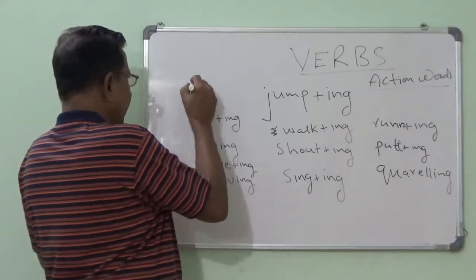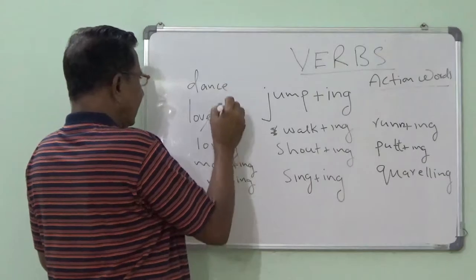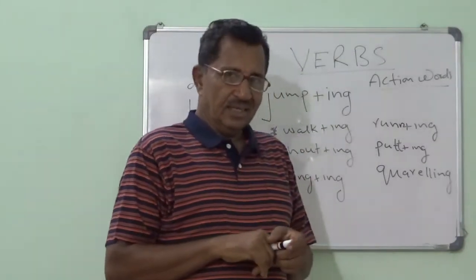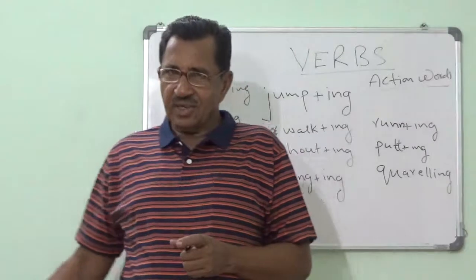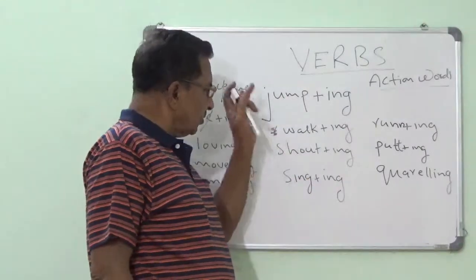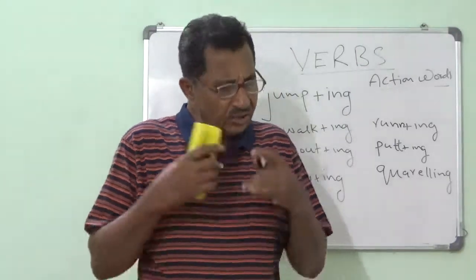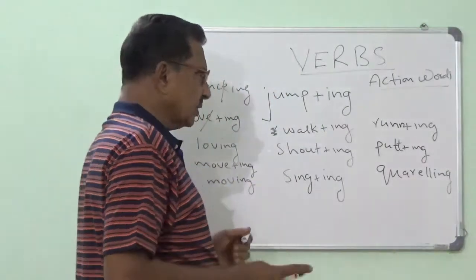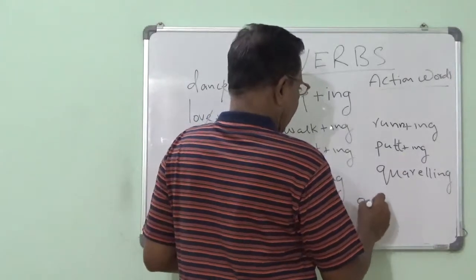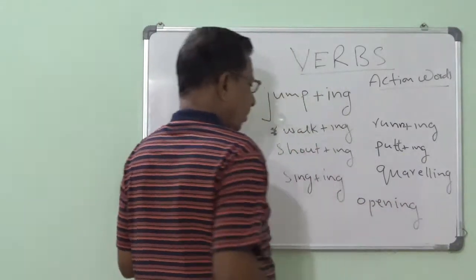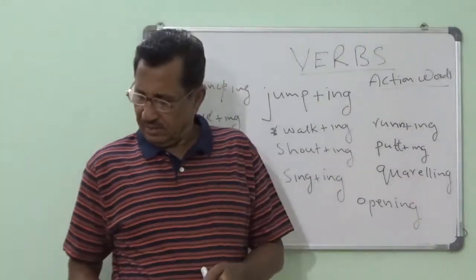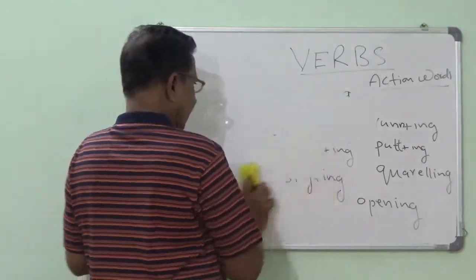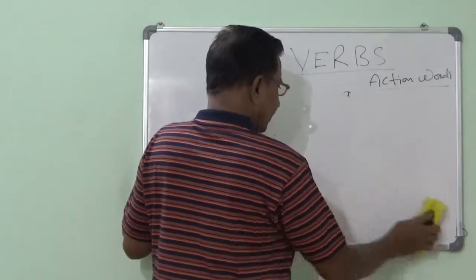So when you delete the letter E and add ing to it, dance, dancing, see that? You can delete the final E, the last letter E. You get that? But in 90% of cases you keep the word as such. There is no change required. Like reading, writing, opening. We have to open, opening, simple. Opening, walking, singing, dancing.